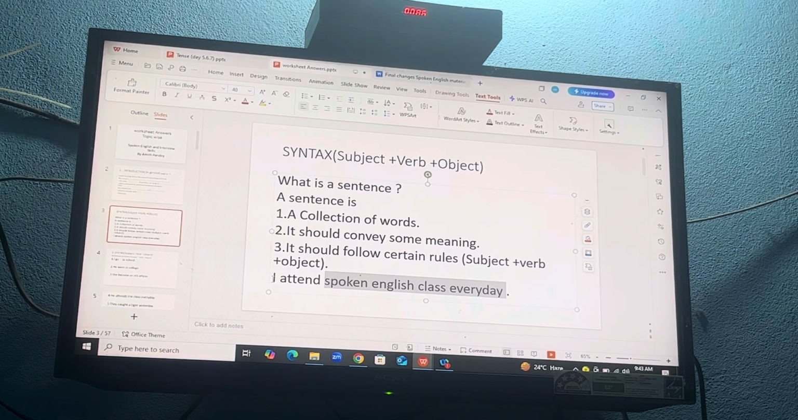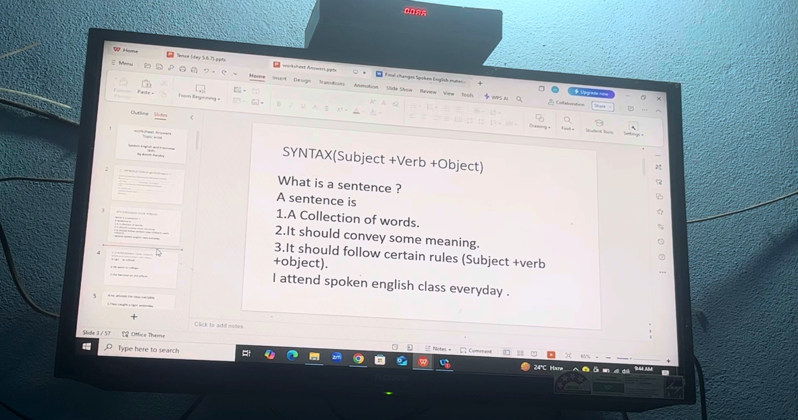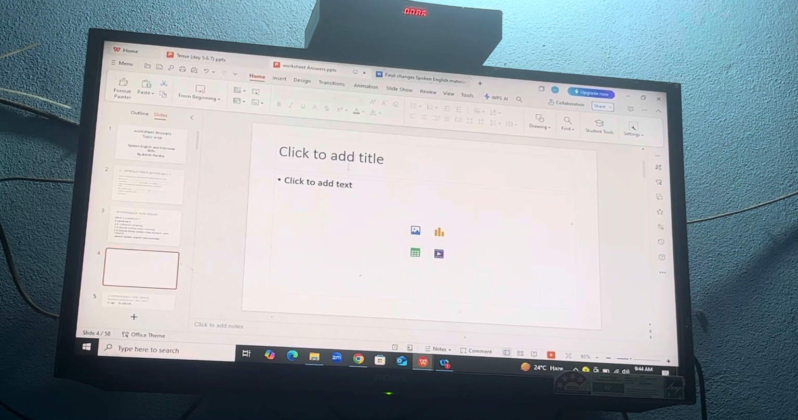So here, what is my subject? I. What is my verb? Attend. And what is my object? Everything else, that is spoken English class every day. You don't have to bother whether it is a noun in the object or a pronoun or adjective, whatever it is. Just simply remember, in order to form a sentence, we need to follow subject plus verb plus object. Hope till here it's fine. Now let's go through a few more examples. Then after, I'll explain the definition.